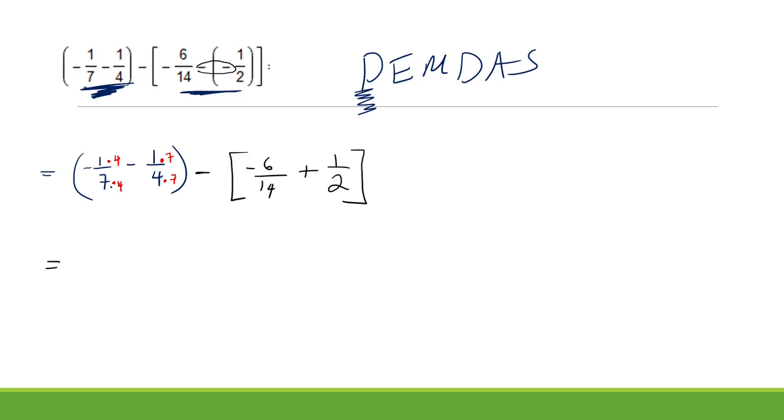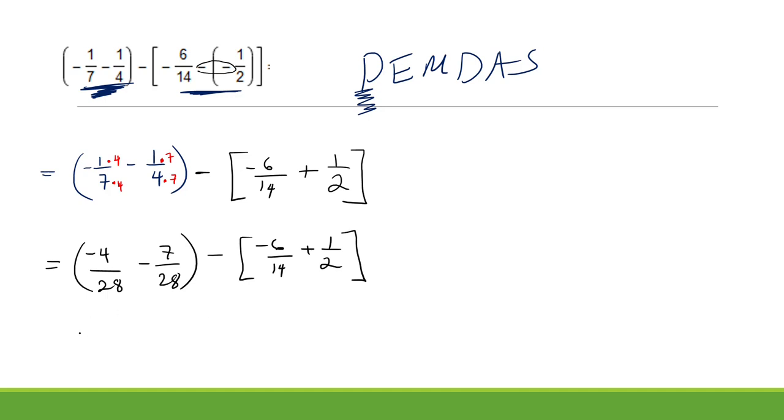Let's simplify the left side. We have negative 1 times 4, that's negative 4. 7 times 4 is 28. 1 times 7 is 7 over 28 again. And notice we do have the same denominator. You cannot add or subtract fractions unless they have the same denominator. Very important. Negative 4 minus 7 is negative 11 over 28 minus negative 6 over 14 plus 1/2.